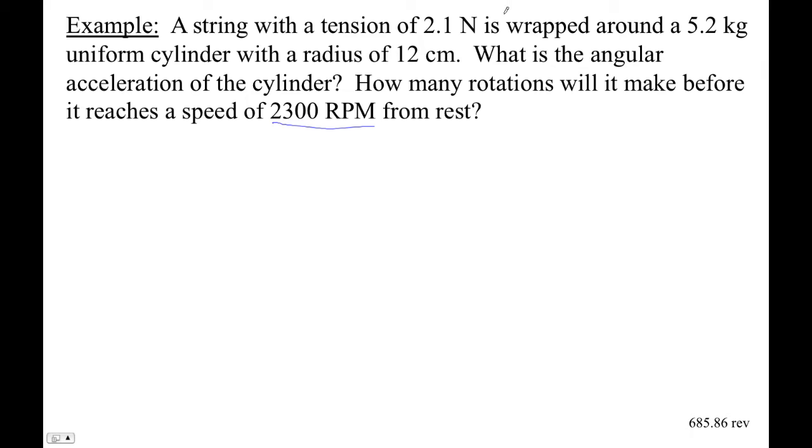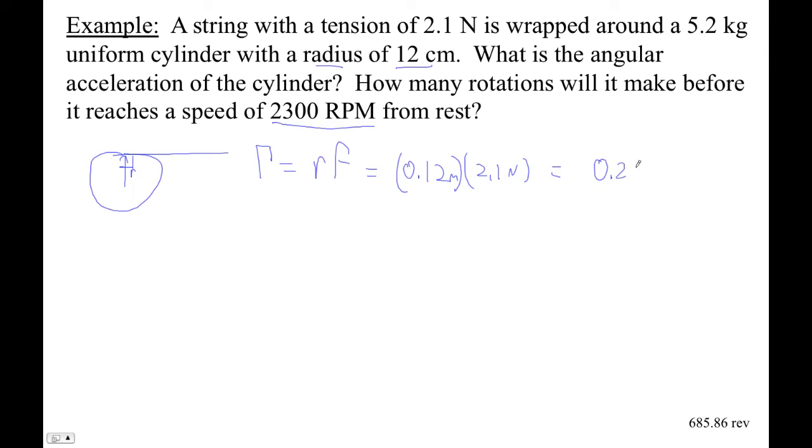So the first thing I'm going to do is, if we wrap a string around a cylinder, the string always comes off at right angles to the radius. So the first thing I'm going to do is find the torque. Torque is just RF, and it's at right angles, so I'm just going to multiply. So it's 0.12, that's the radius in meters, times 2.1 newtons. And our torque is 0.12 times 2.1, which somewhat surprisingly is 0.252 meter newtons. So now I've got my torque.